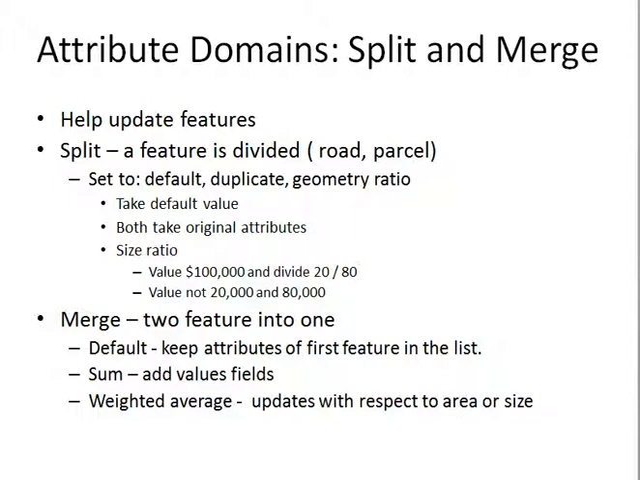There's also a merge feature that allows you to combine features, and then with that there are several options whether you want to have the value fields, if there are value fields, sum, or do you want to do a weighted average, which means kind of based on the area of each piece that's being merged. Do you want that to inform the value? So lots of options for updating, creating, and managing data.